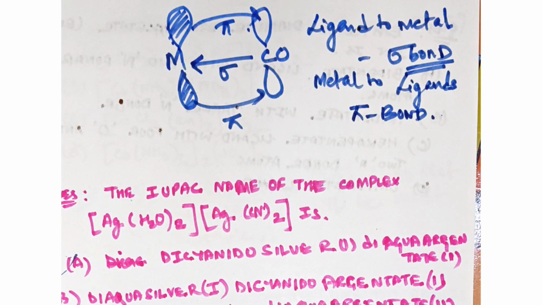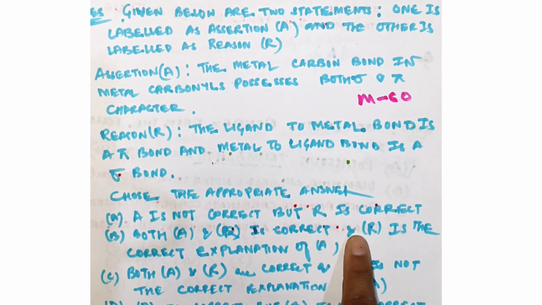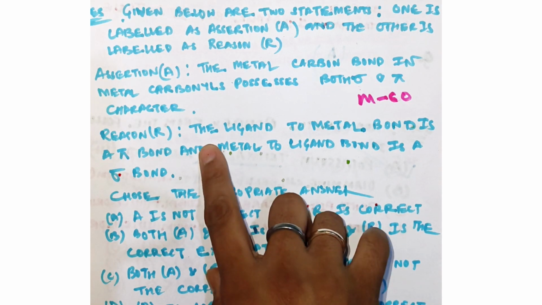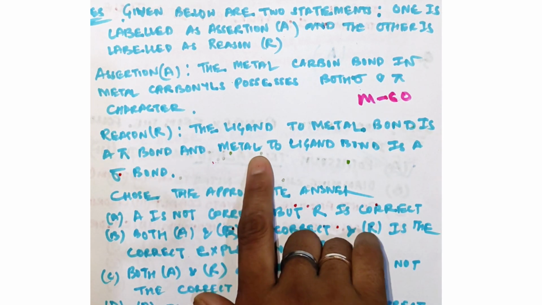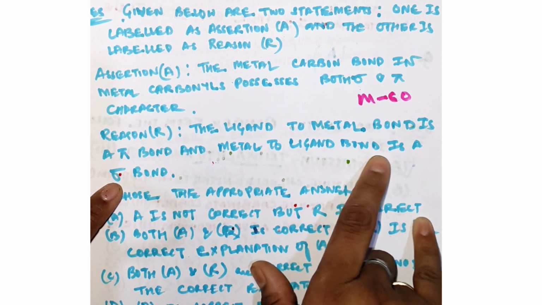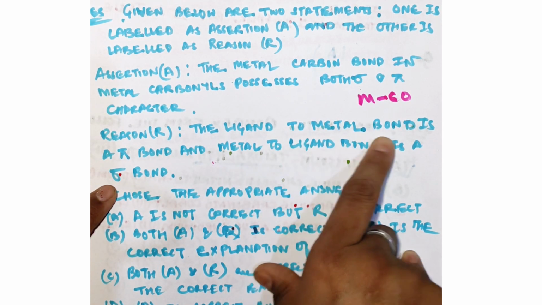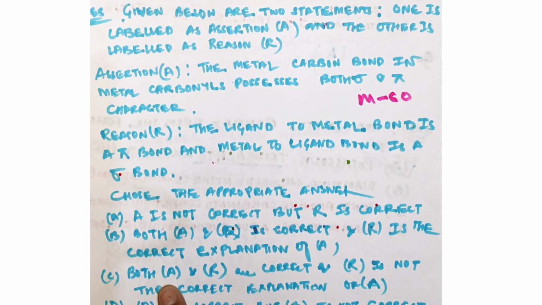Both A and R are correct, but is R the correct explanation of A? R says the ligand to metal bond is a pi bond and the metal to ligand bond is a sigma bond. So this is wrong. This is not correct. Metal to ligand bond is your pi bond, whereas ligand to metal bond is your sigma bond. So both A and R are correct, and R is not the correct explanation of A. So the answer will be C.